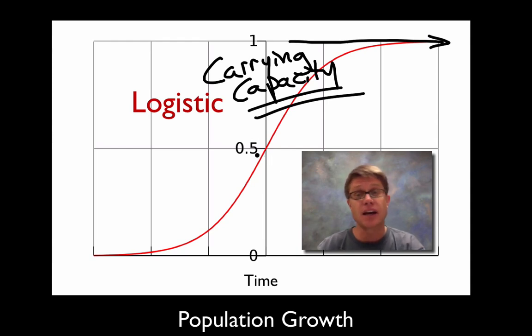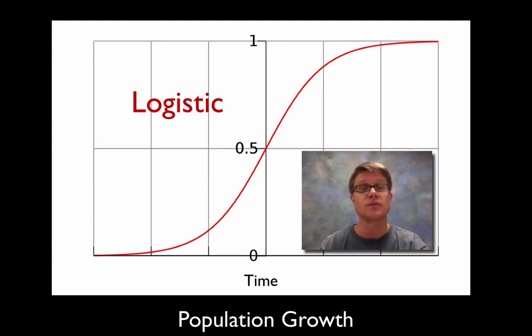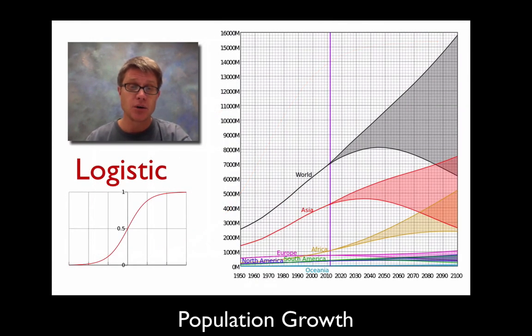And so our planet has a carrying capacity. And so human population growth won't go on forever, because we're eventually going to run out of supplies, food, and space would be one example. And so logistic growth is that leveling off.